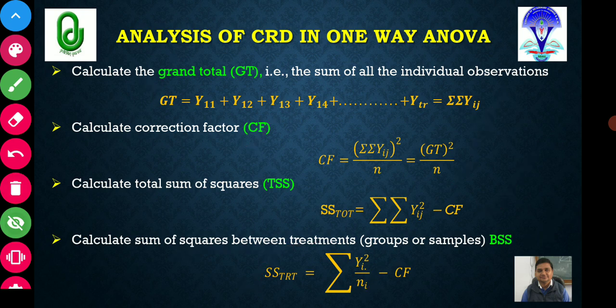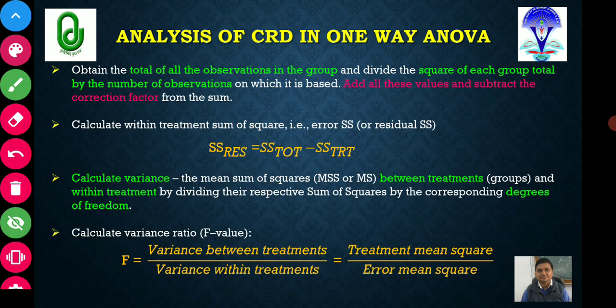So what it is telling is, obtain the total of all the observations in the group. In a group, meaning a row, square the total of each group and divide it by the total number of observations. Add all these squared values and subtract the correction factor. So you will get the between sum of squares, or treatment sum of squares.